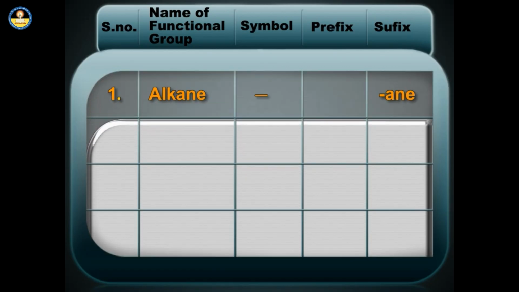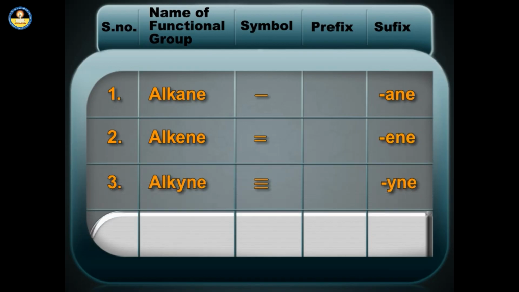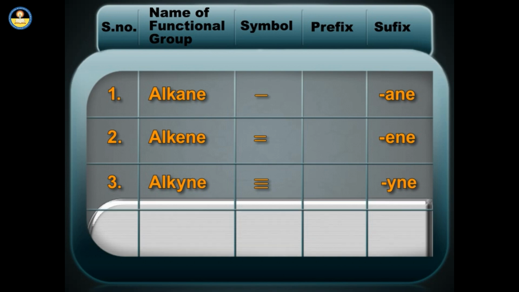We are looking at a table showing the name of the functional group, the symbol of that group, and the prefix and suffix for a particular group. For the functional group alkane, the symbol is shown in the table. Its relevant suffix is -ane. For alkene, its relevant suffix is -ene. For alkyne, its relevant suffix is -yne.